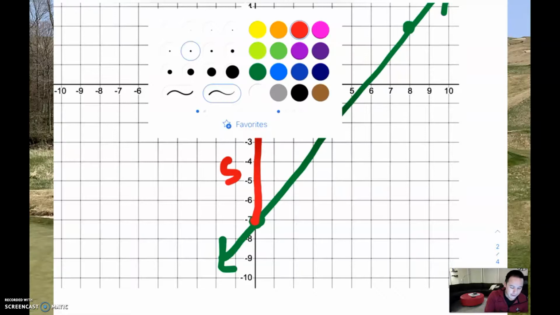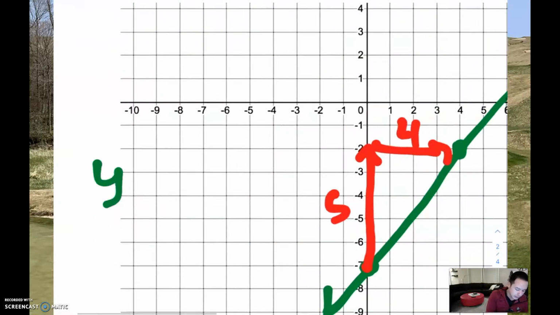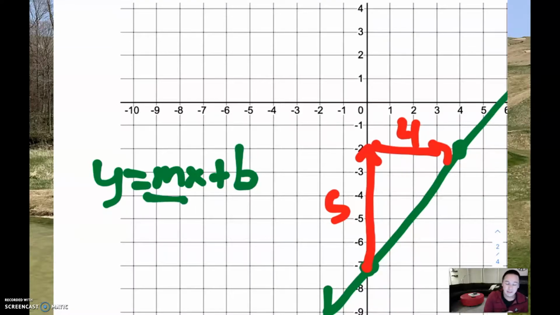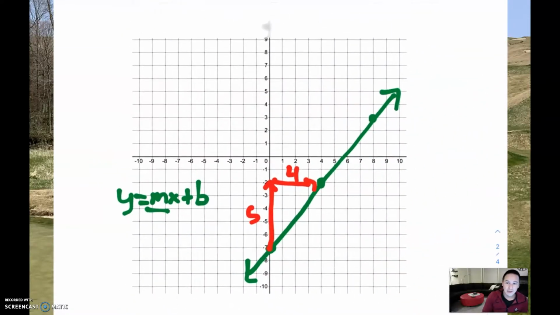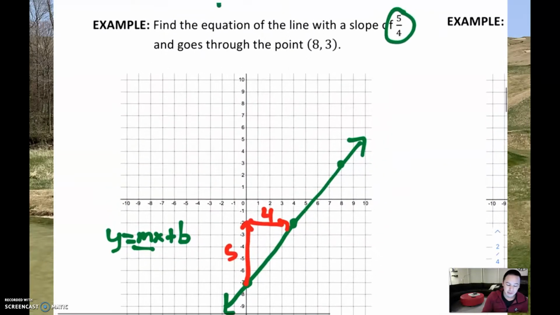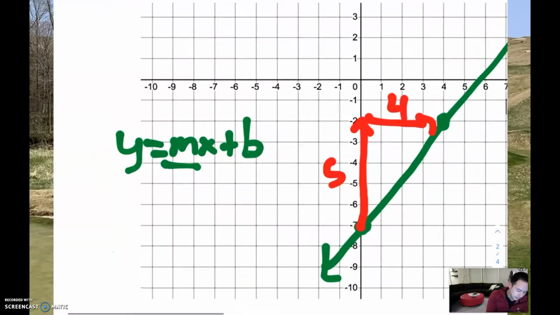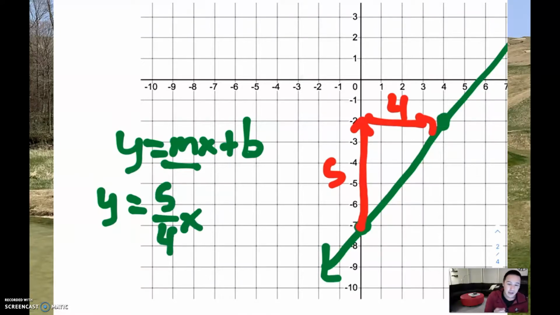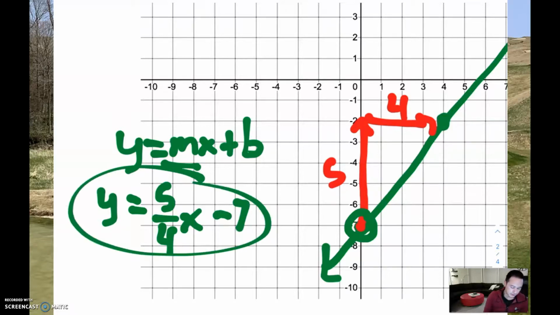So for our final equation, again, let's use y equals mx plus b. M stands for your slope. And the slope was given to you in the problem. The slope is 5/4. So we have y equals 5/4x. And now b is the y-intercept. And you see that it crosses here at -7. So the y-intercept will be -7. So your final equation, y equals 5/4 x minus 7.